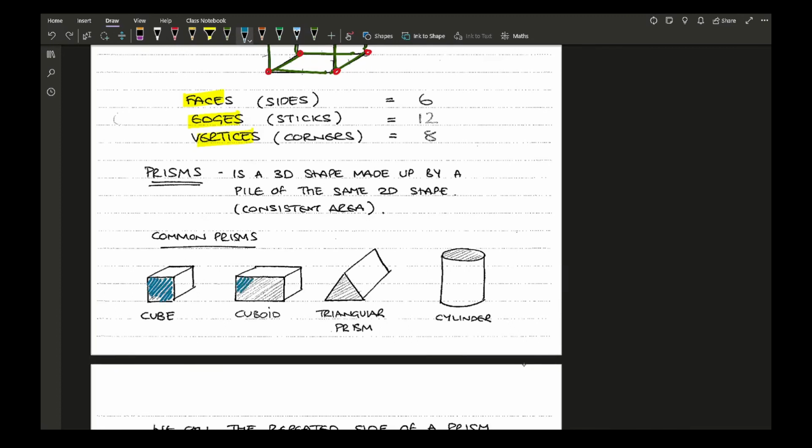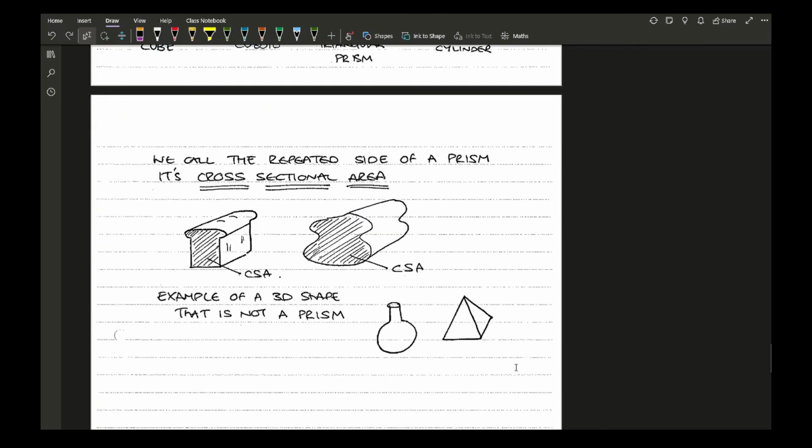You can also have a cuboid, which is where you've got a rectangle that has been projected by length. You've also got a triangular prism, which is like a pile of this triangle at the front, and you can also have a circular prism, which is more commonly known as a cylinder. Again, a prism is basically a shape that has got a consistent area throughout. We call this repeated side of a prism its cross-sectional area. Imagine a loaf of bread. If you cut that loaf into slices, that is also a prism, because the area of the front is going to be the same for every cut that you make.